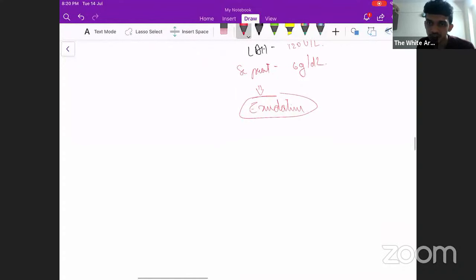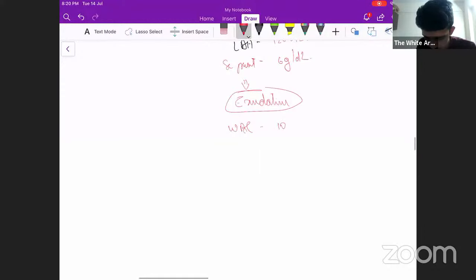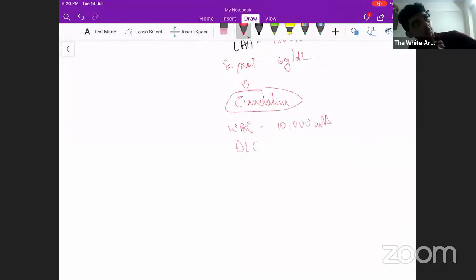Okay. So you'll think of cells, you'll see WBCs. WBCs were around 10,000 cells present. And the differential leukocyte count showed a mononuclear cell infiltrate. Mononuclear cell infiltrate was present.